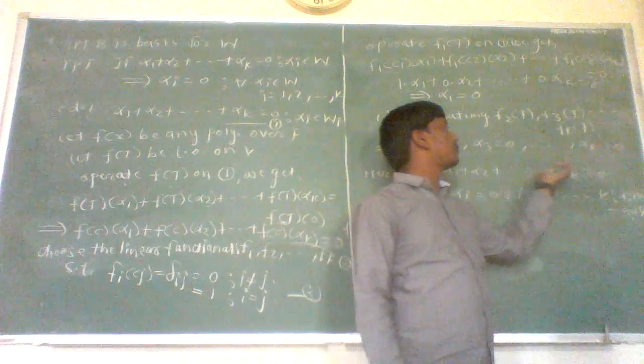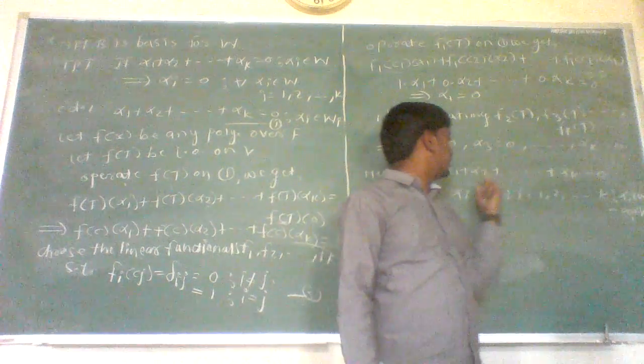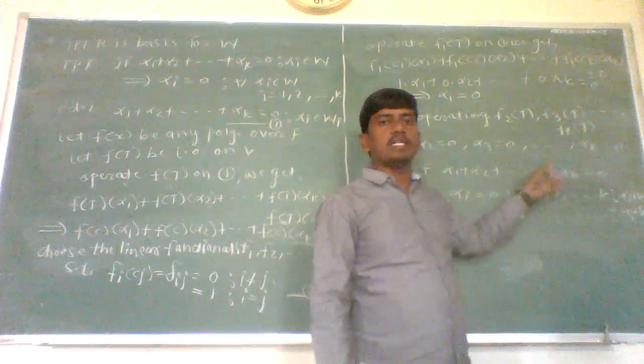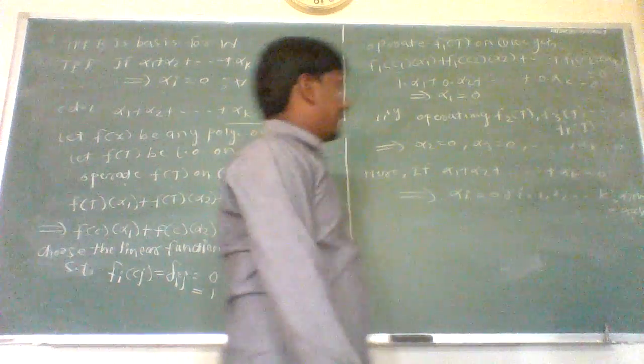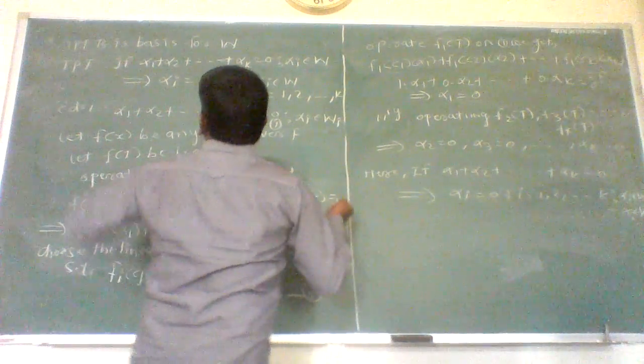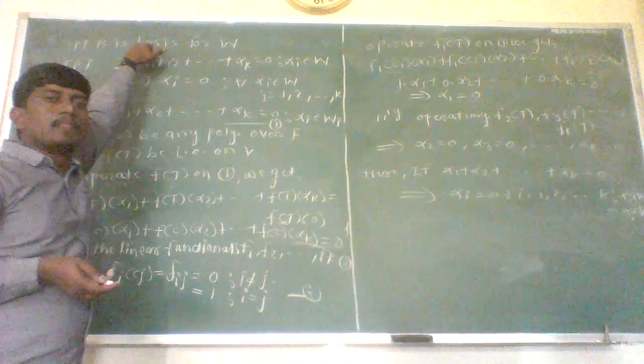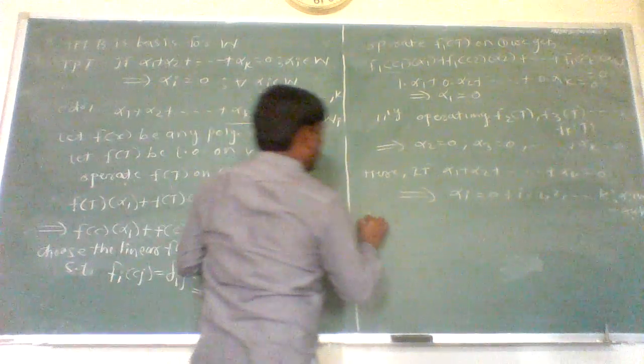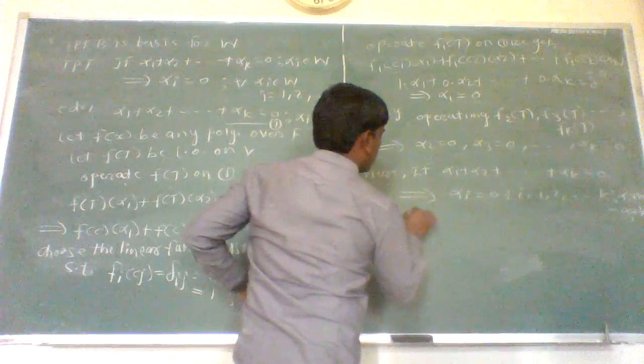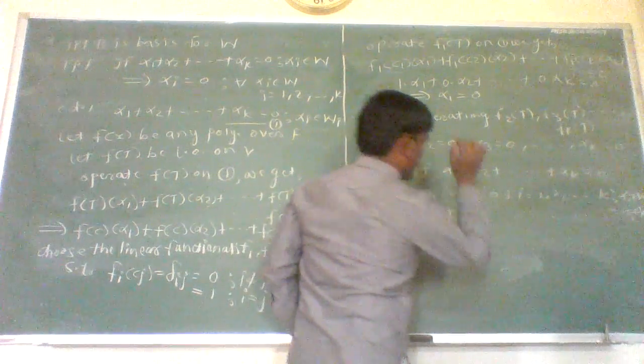So here we have proved that if the sum alpha 1 plus alpha 2 plus up to alpha k is equal to 0, then each alpha i will be equal to 0 for each i running from 1 to k. Now we have to prove that this curly B is a basis for W. For that, first we have to prove that curly B is linearly independent.